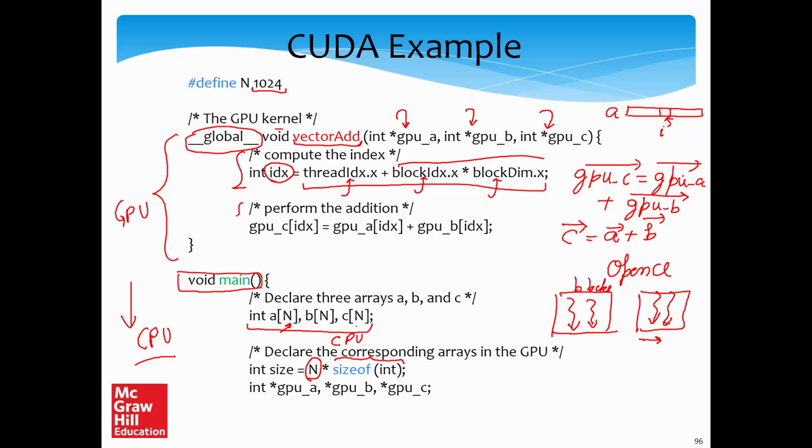After that, we just perform an addition, which is exactly what the GPU is supposed to do. It's an element by element addition. We take the idx-th element of A and B, add them together, and save it in the idx-th element of GPU underscore C.